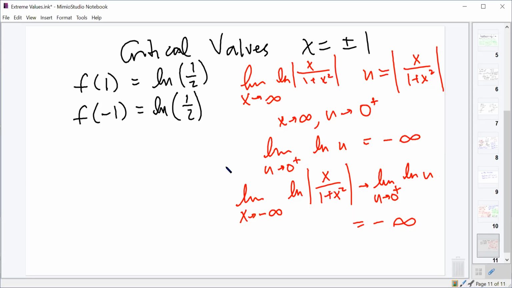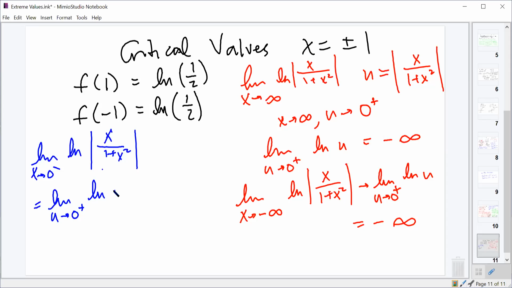We also had a discontinuity at 0, so we also need to look at that. So let's look at the limit as x approaches 0 from the left of the natural log of the absolute value of x over 1 plus x squared. As x approaches 0, what does the inside of this become? What does x over 1 plus x squared become as x goes towards 0? Yeah. Becomes 0. And from which side, because of the absolute value, is it approaching 0? Should still be from the right. And so we should get negative infinity.